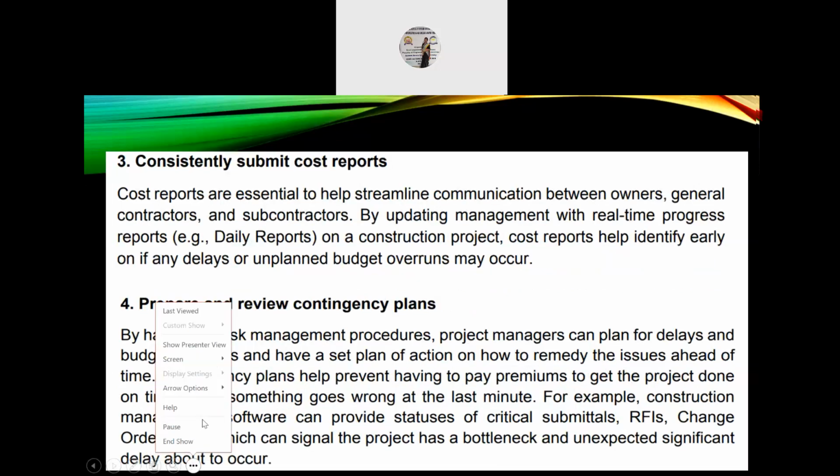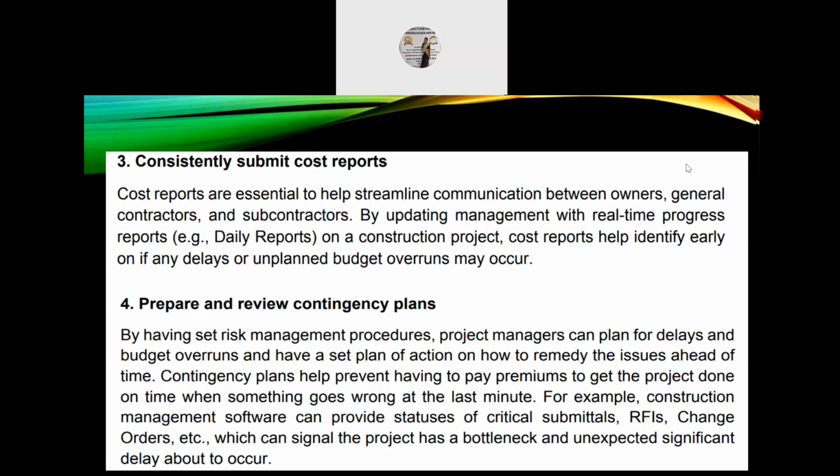Number 3, consistently submitting cost reports. Cost reports are essential to help streamline communication between owners, general contractors, and subcontractors. By updating management with real-time progress reports, that is, daily reports, on a construction project, cost reports help identify early on if any delays or unplanned budget overruns may occur.